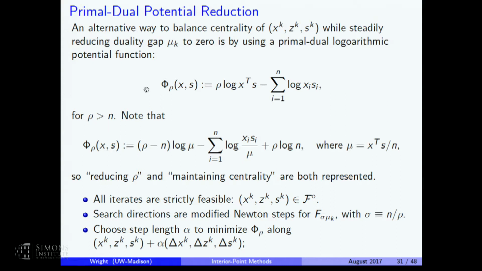So again, you maintain strict feasibility of all the iterates because you want these xi-si pairwise products to be strictly positive so that they're in the domain of the log. Once again, you take these modified search directions based on that parameterized algebraic system, f of sigma times mu, where you choose the sigma here to be n over rho, based on the barrier parameter rho. And at least in the classical methods, you do a line search along this Newton direction in such a way as to minimize the barrier function. You pick the alpha that minimizes the barrier function along that direction.